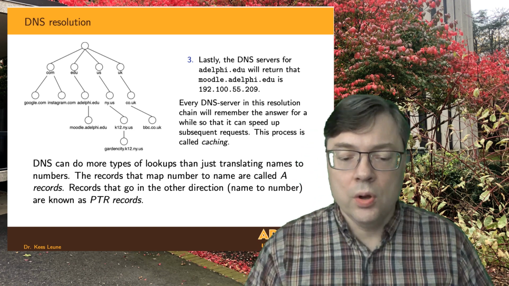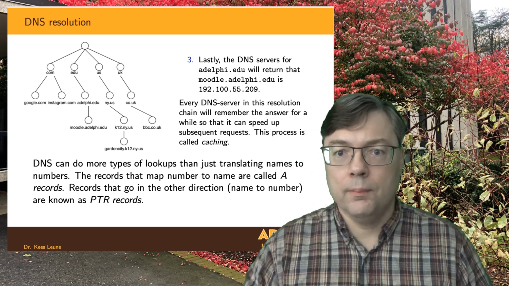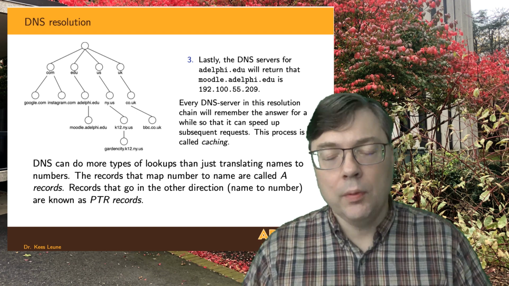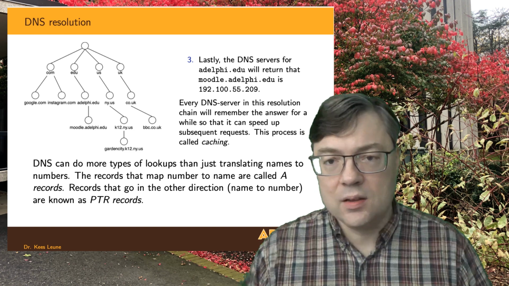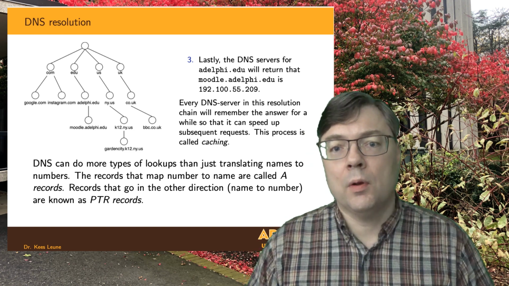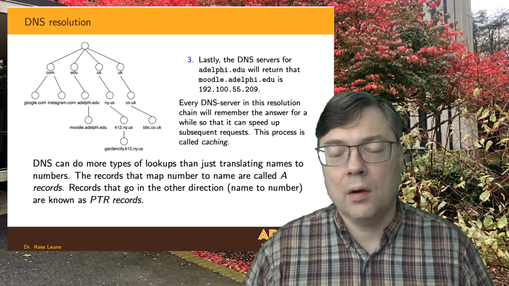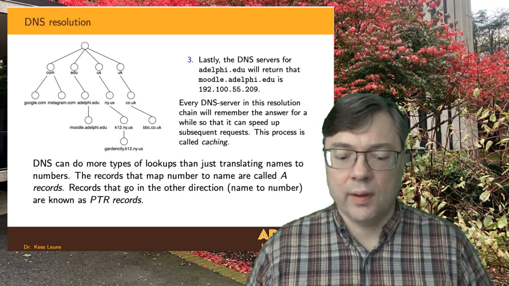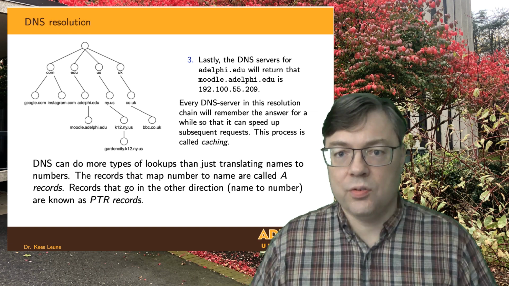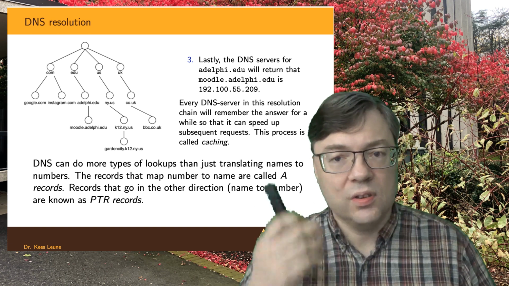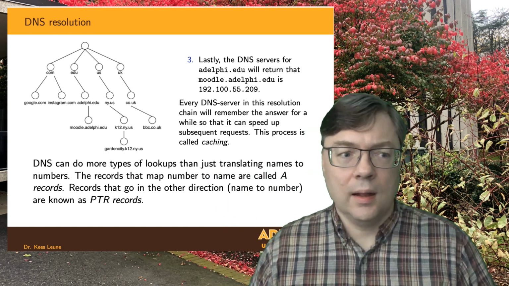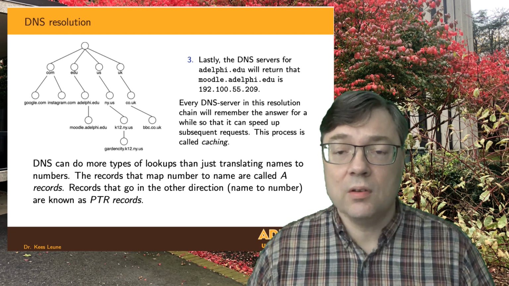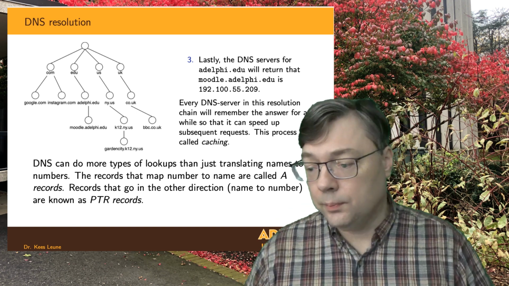Now, we can do translation of name to number. That is called a lookup by an A record. But we can also go the other way around. The mechanism is exactly the same, except that we're looking for a different type of record then. We're looking now for a record that maps an IP address to a name. That's called a pointer record. And they don't have to match. The DNS sees that as two different zones, and the zones don't have to be synchronized. It's probably good practice to keep them synchronized, but you don't have to.